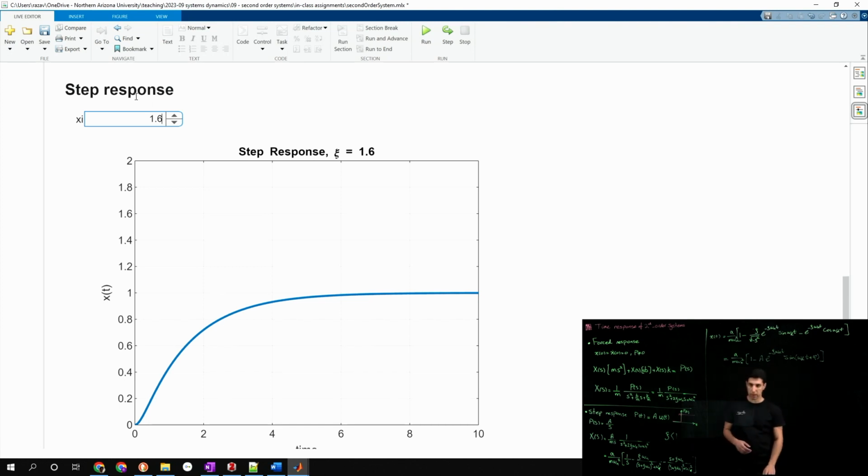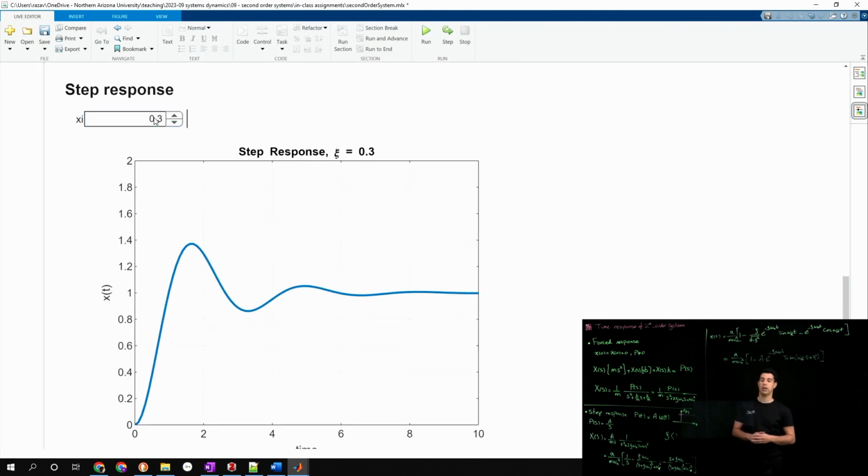So let me go back and maybe try 0.4, 0.3. This oscillation, this overshoot, is something we didn't have in first order systems. This is fundamentally something that systems of second and higher order can exhibit. And you can somehow think of it as the presence of an inertia within the system that allows this overshoot.